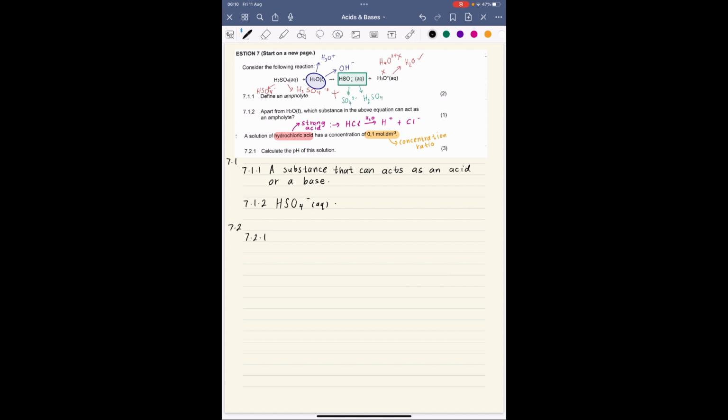So they ask us to calculate the pH of this hydrochloric acid solution. To do this, let's first write out our dissociation reaction.